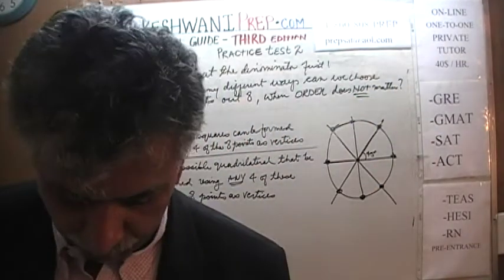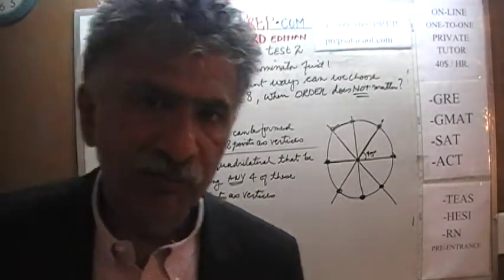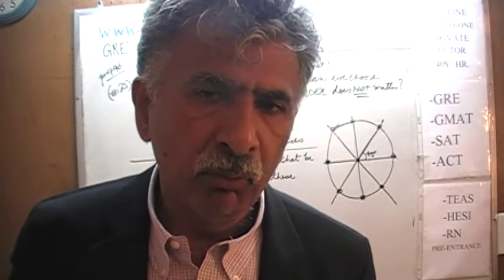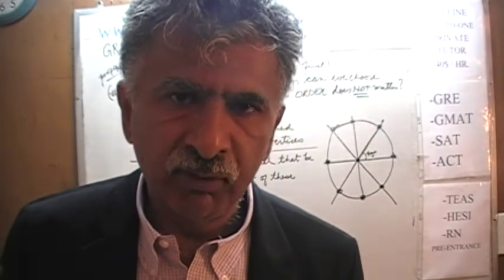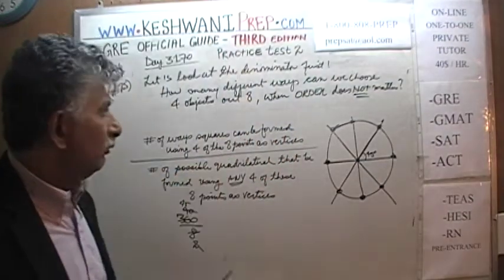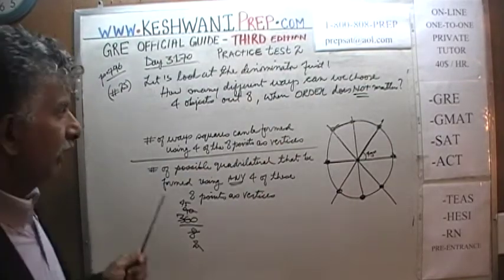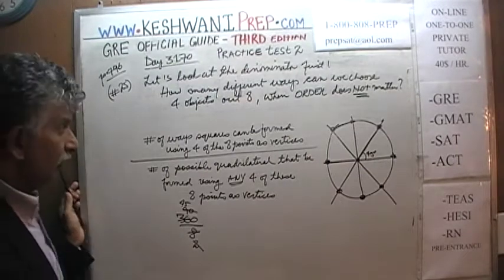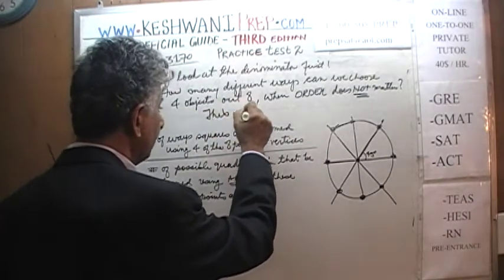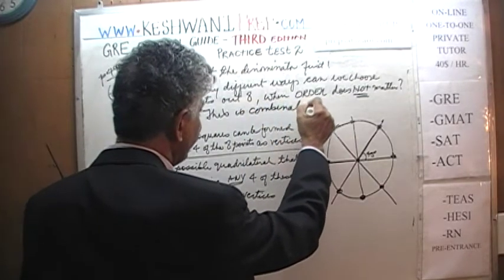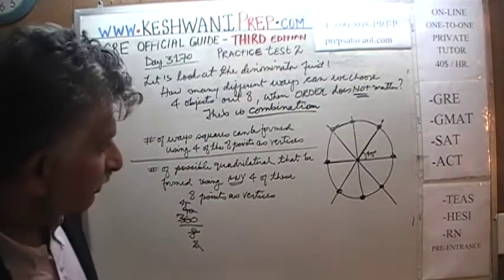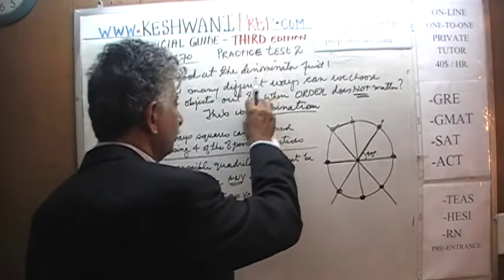If somebody were to pose the question in that way, how many different ways can we choose four objects out of eight when the order does not matter? Of course, the order does not matter. We just want to pick 4 points. It doesn't matter in which order we pick these points, because that has no significance. So if the order does not matter, what are we dealing with? Permutation or combination? Of course, this is a combination problem. We have eight objects, and we have to choose four out of eight.